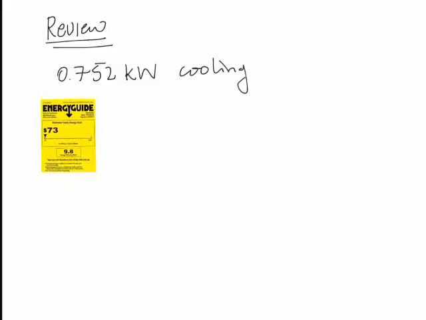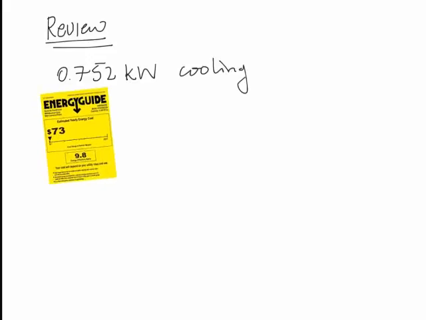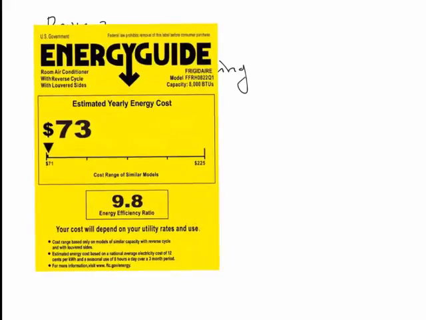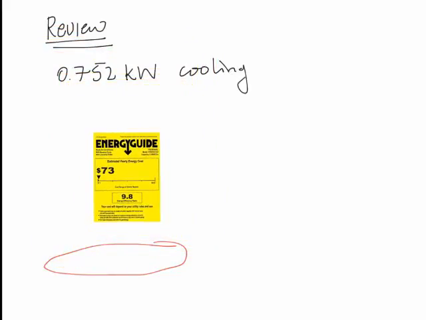Okay, so let's take a look at these numbers. We have 0.752 kilowatts of cooling, and we have our sticker, which looks like, if we look down at the bottom here, we're talking about a 3-month period, 8 hours a day. So 8 hours for 3 months.